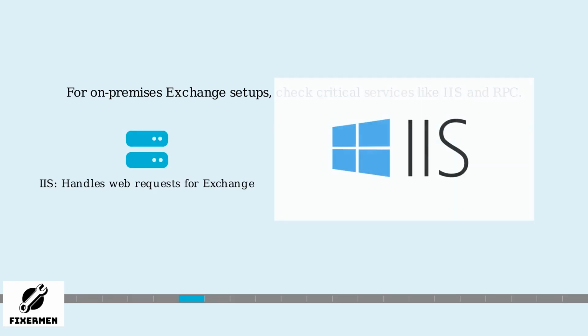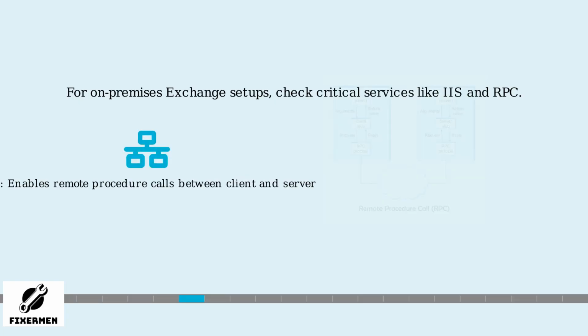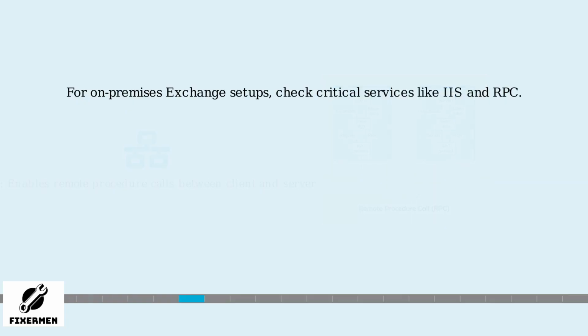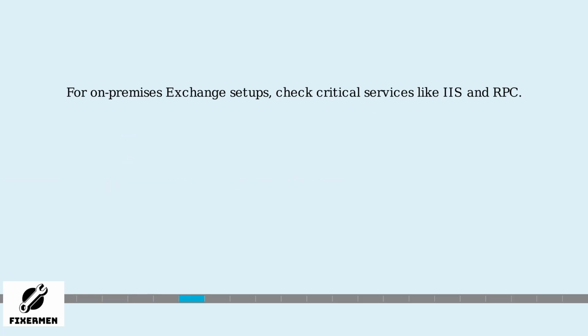IIS, or Internet Information Services, is the web server component that handles HTTP requests for Exchange Server. It's essential for Outlook's MAPI over HTTP connections. RPC, or Remote Procedure Call, is the protocol that allows Outlook to communicate with Exchange Server for operations like sending emails and accessing mailboxes.